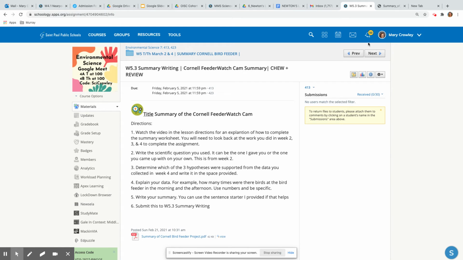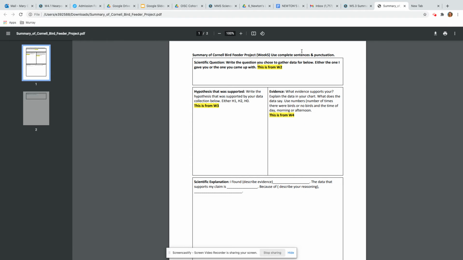Okay, so the worksheet you'll upload to Notability, and I put it in little boxes trying to help you out. So here is where you write the scientific question. For example, if you use the one that I gave you, you would write, does the time of day affect the number of birds at the Cornell bird feeder? If you wrote your own, then you just write it here.